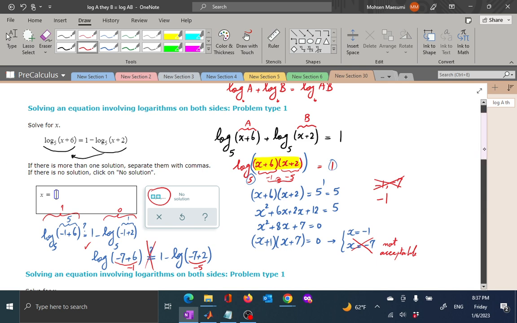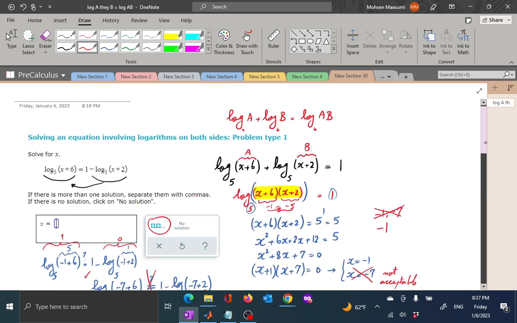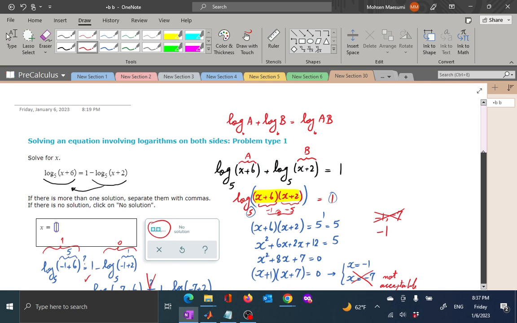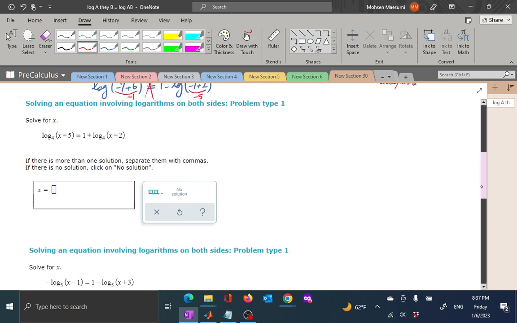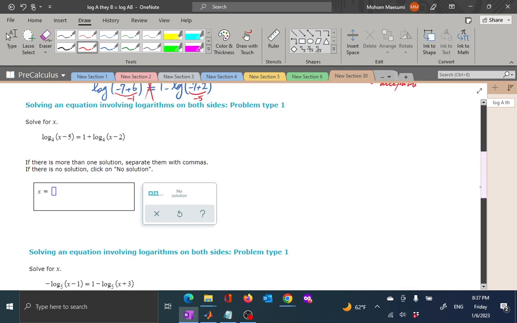Okay, so big lesson that we learned here. Number one, bring everything to one side, convert it to a single logarithm, and proceed. Second issue is that you better always check your answers, especially when you have two or more logarithms. Here is another problem similar to that.